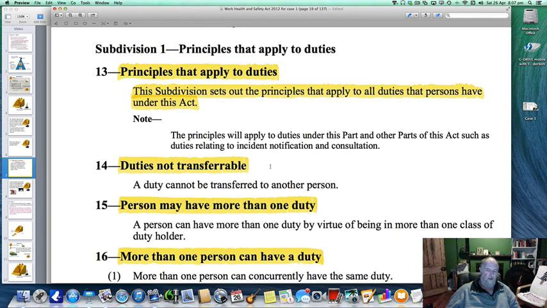And a person may have more than one duty, so any one person in the organisation may have a number of duties. A person can have more than one duty by virtue of being in more than one class of duty holder. Now, you look at it and you think, well, what does class of duty holder mean?